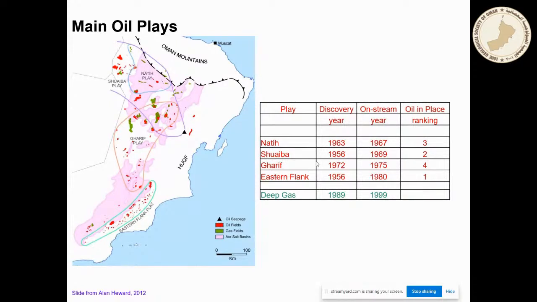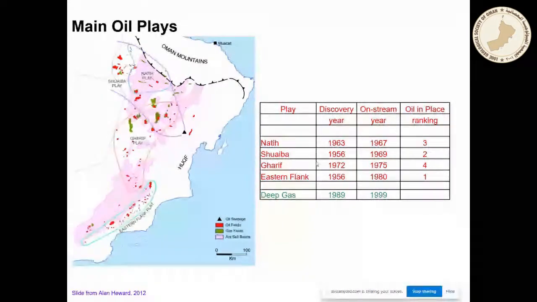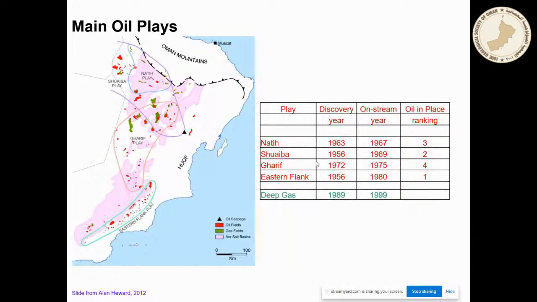And there are a number of play systems in Oman, and among the most famous ones is the Natih one. And the Natih one is the oldest that has been produced in Oman. We have the Shuaiba, Ghaba, and Eastern Flank, and the Eastern Flank is here.